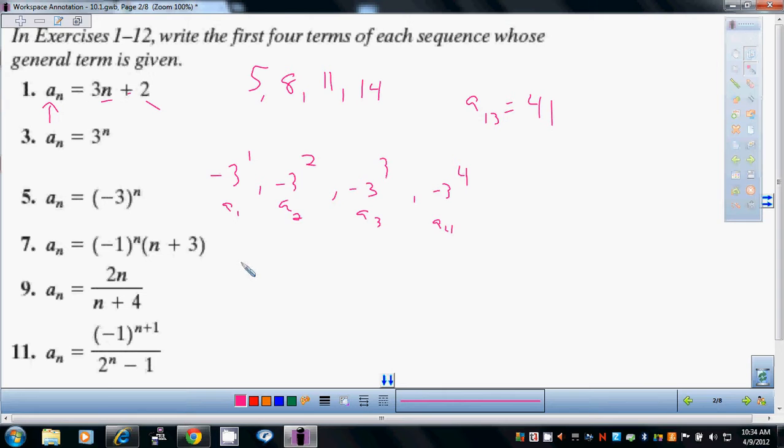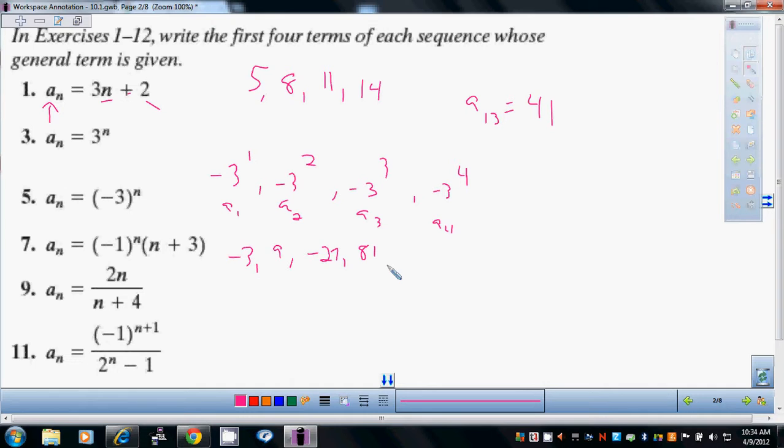What is a sub 1? Negative 3. What is a sub 2? 9. Just keep going. Negative 27. And the fourth is 81. That's right. Negative 3 to the fourth is 81.